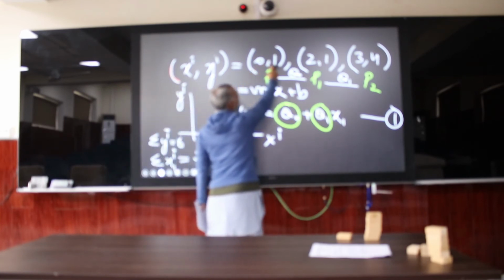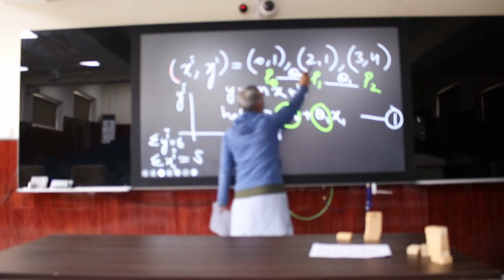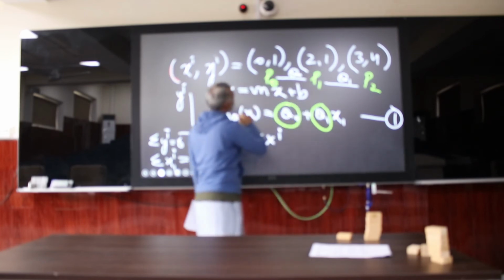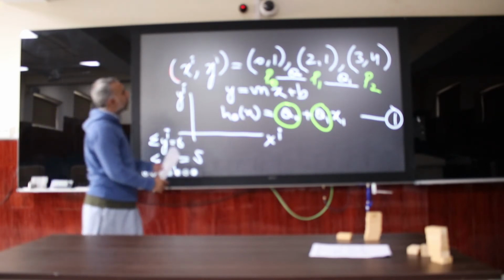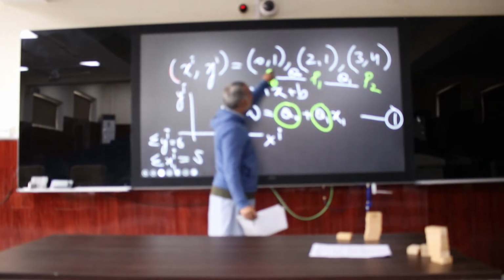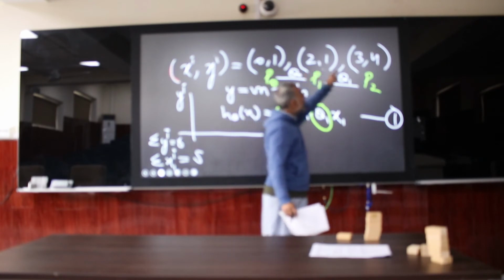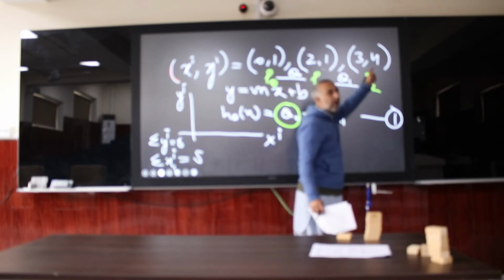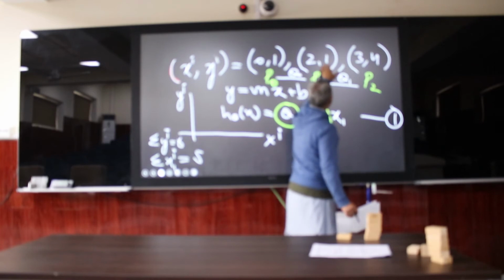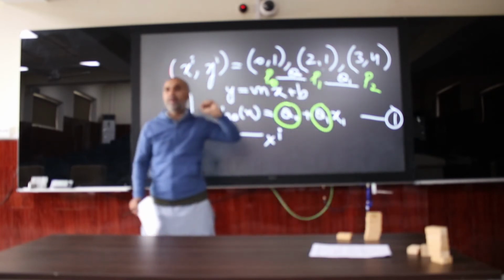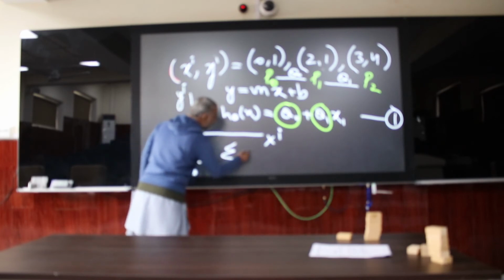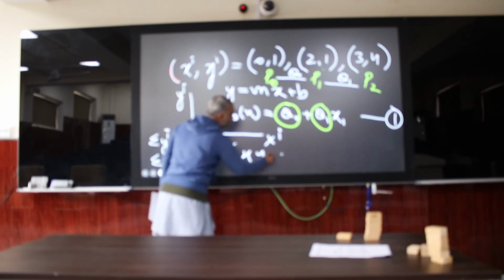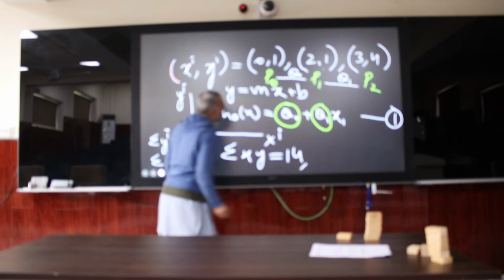0 and 1 become 0. If you multiply this way, 0 and 1 become 0, 2 and 1 become 2, and 3 and 4 become 12. So 12, 2, 0 is equivalent to 14.